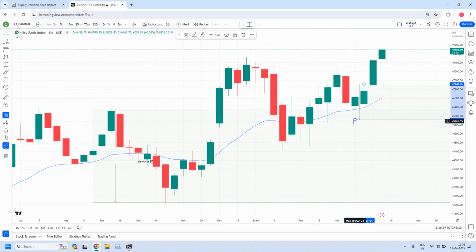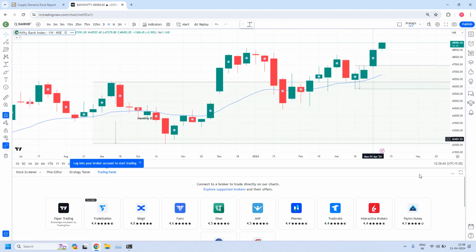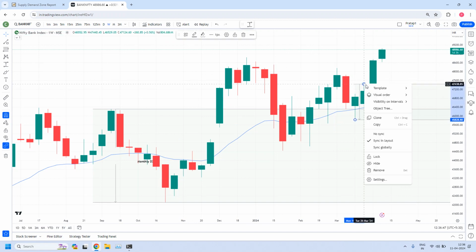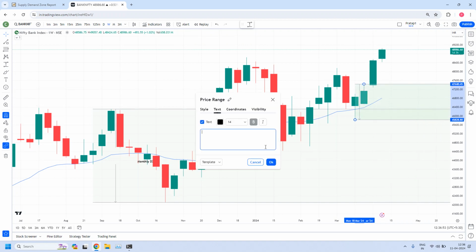This weekly zone, first let me change the color and then we will talk. So I'm changing the color to weekly demand zone, and also let me mark the text. This is weekly demand zone.